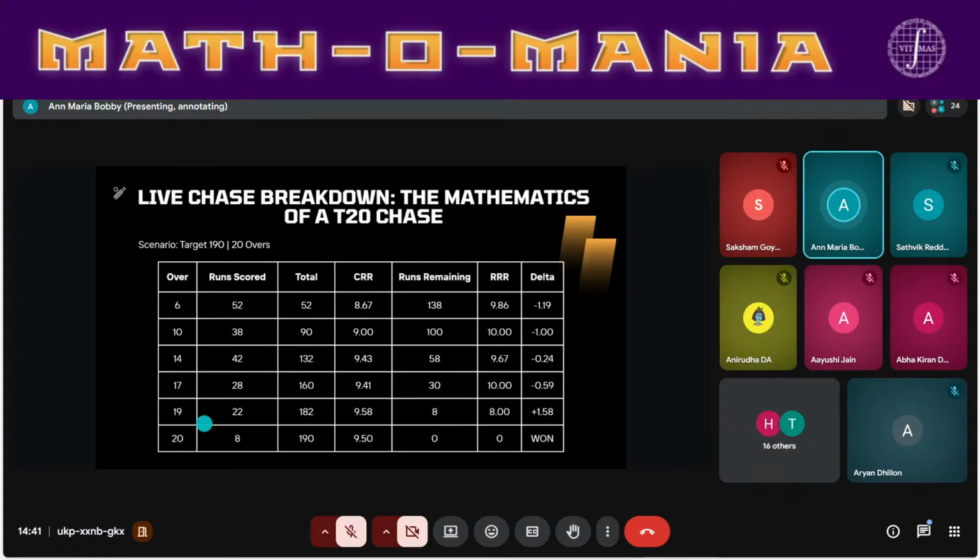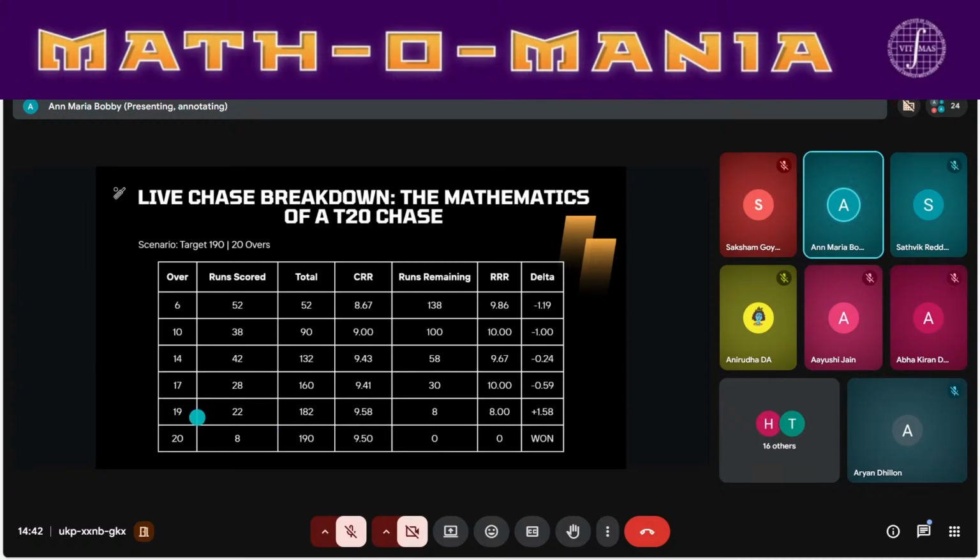Between the 17th and 19th over, the runs scored were 22. The total has become 182, and current run rate is 9.58. Runs remaining is just 8 runs, and required run rate becomes 8. So here we can see the current run rate is now more than the required run rate. Of course we get a positive value, and now it became plus 1.58. That means the batting team is ahead now. So there's no pressure. They are batting comfortably.